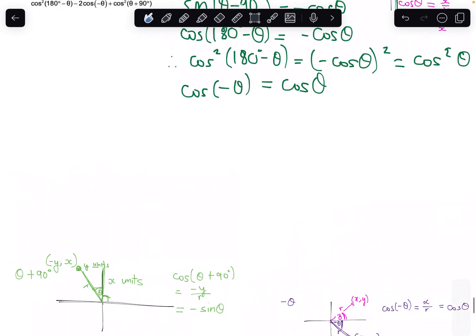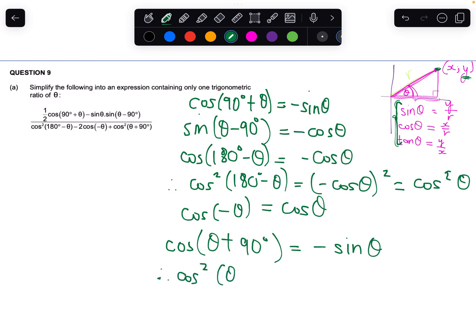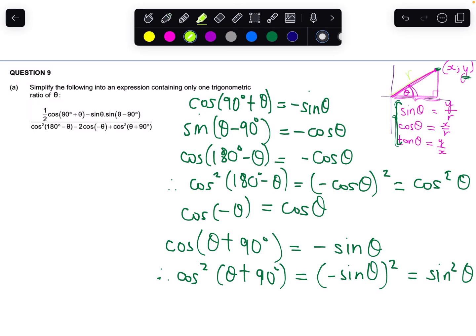Okay, right. So the last one is, we said cos of theta plus 90 is equal to negative sine theta. And so therefore cos squared of theta plus 90 is equal to negative sine theta squared, which will be positive sine squared theta. Okay, so there we have our reductions.